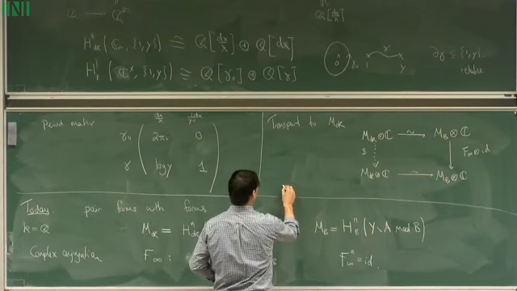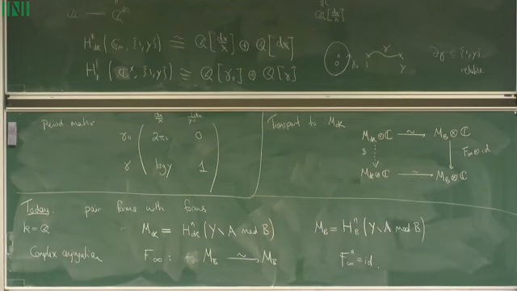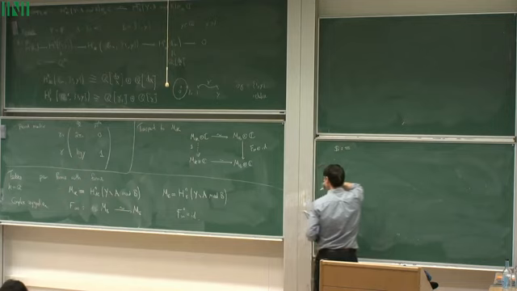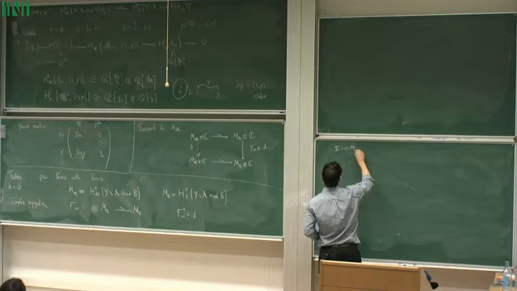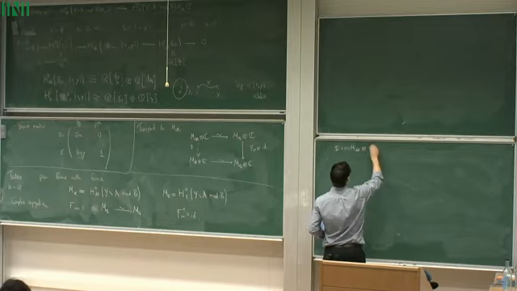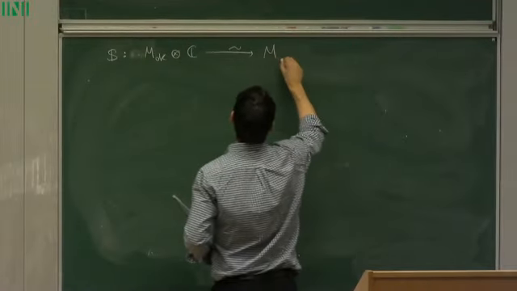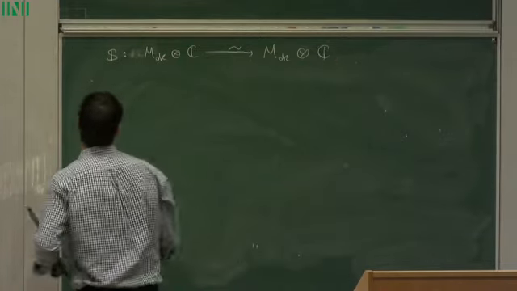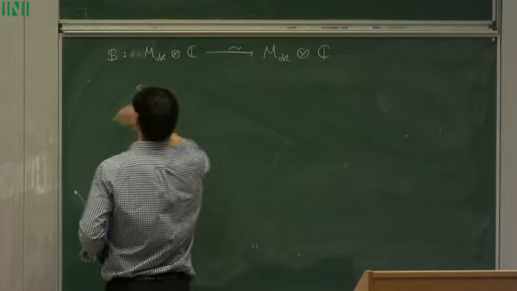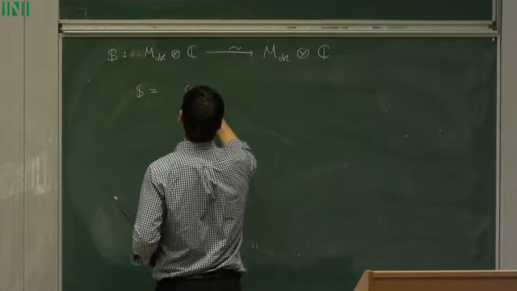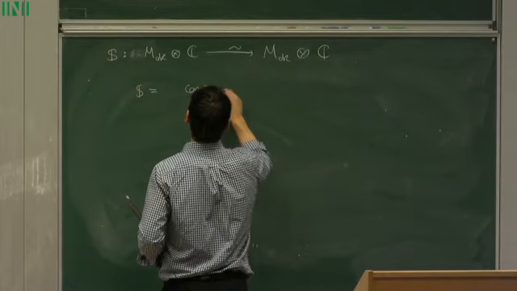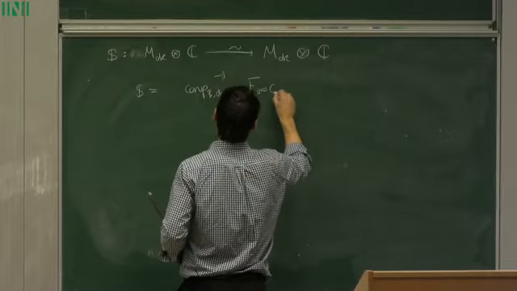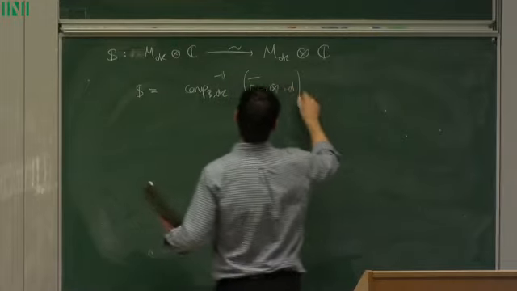So S, let me write it here, S is defined to be the map from M_dR tensor C to itself. So it's a comparison isomorphism from de Rham cohomology to itself. And it's given by, just copying out the commutative diagram here.